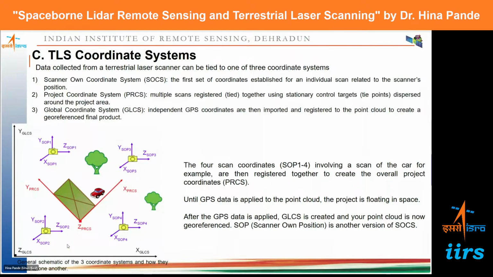So the 4 scan coordinates here in this figure you can see, SOCS 1 to 4. So this involves the scanning of an object here, and then they are registered together to create an overall project coordinate system shown in the red axis. And then after the GPS data has been integrated, the point cloud is now georeferenced in the global coordinate system, these black axes.